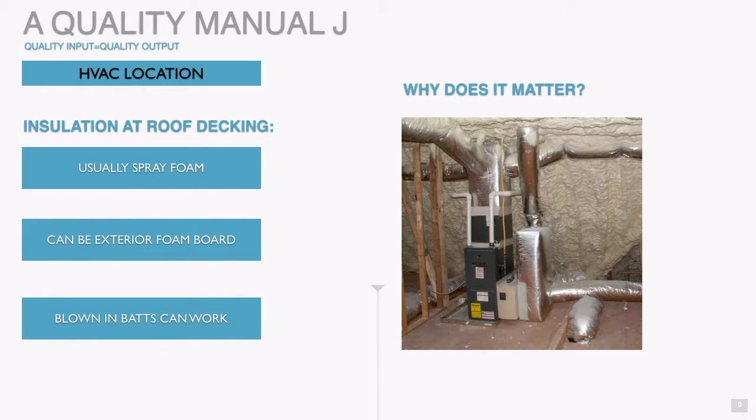HVAC location, so your mechanical location is really important. We're seeing more and more that mechanical equipment is being located within the thermal envelope, which means that it's in, if not actively conditioned space, at least in passively conditioned space or buffer space. So most frequently that looks like a foamed-in attic. Usually spray foamed. You can have exterior insulation on your roof decking. You could also have blown-in bats, but the important part of that is the insulation located at the roof line. If it is, chances are good that you've brought your mechanical systems into conditioned space.